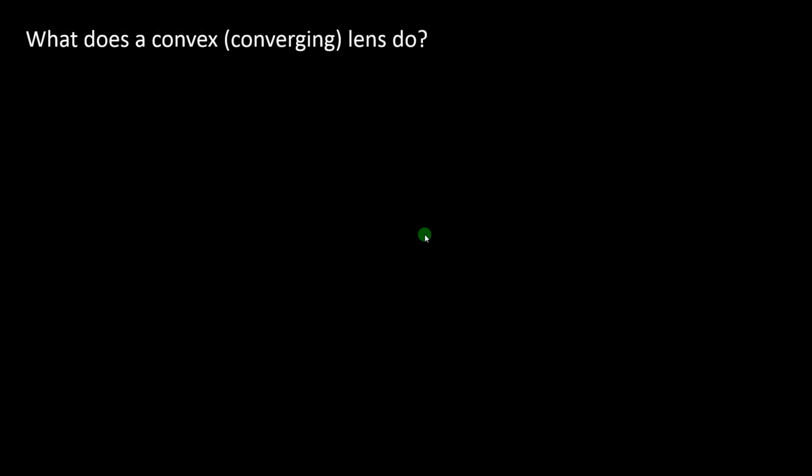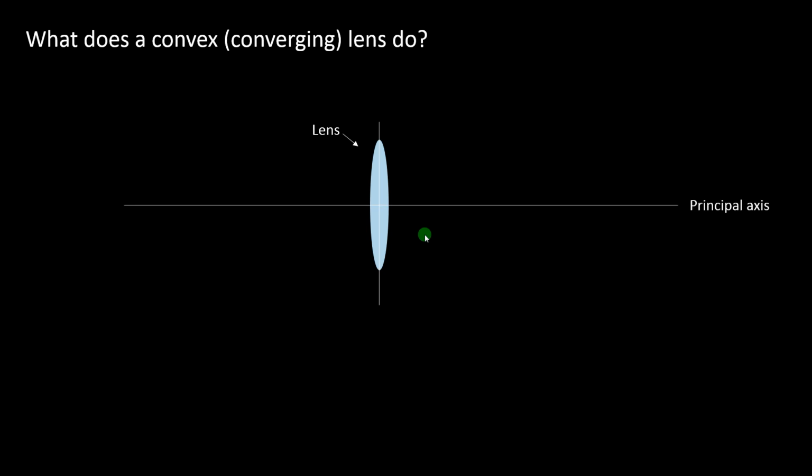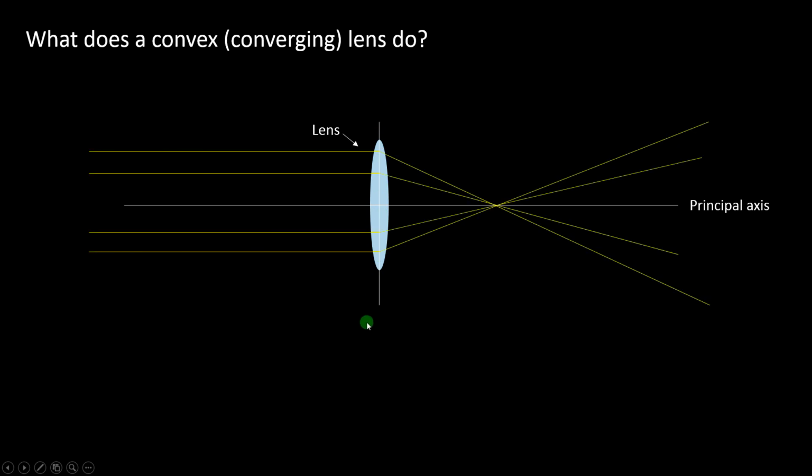Okay, so the question then is, what does a convex or converging lens do? And we also need to be able to explain it in terms of refraction, which we looked at in a previous video. So let's start off by looking at a basic diagram. So we have a lens here, and we have something called the principal axis, which is basically a line through the middle of the lens, at right angles to the plane of the lens. And then we have some light rays coming in, and what a lens does is it takes parallel light on one side of the lens and focuses it to a point on the other side.